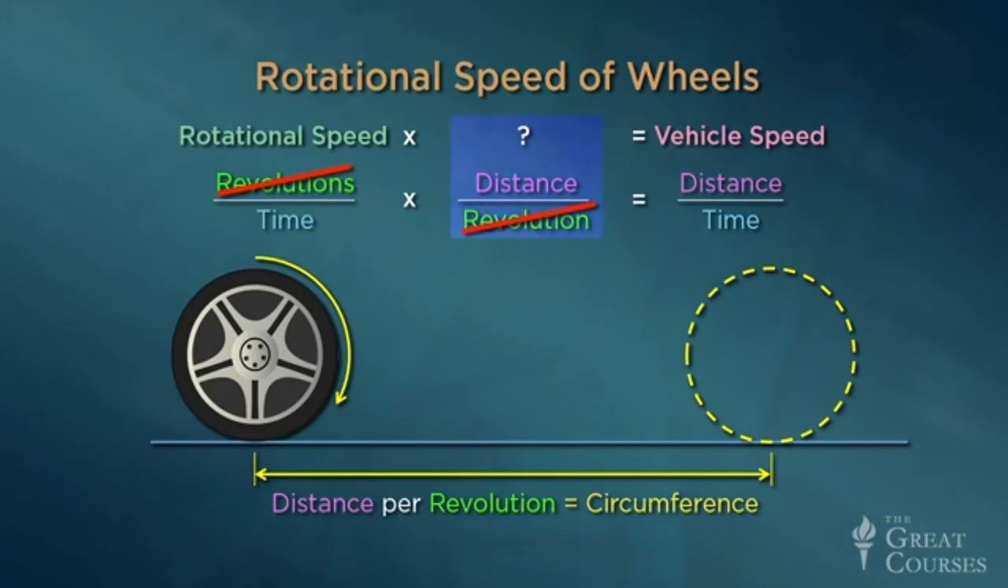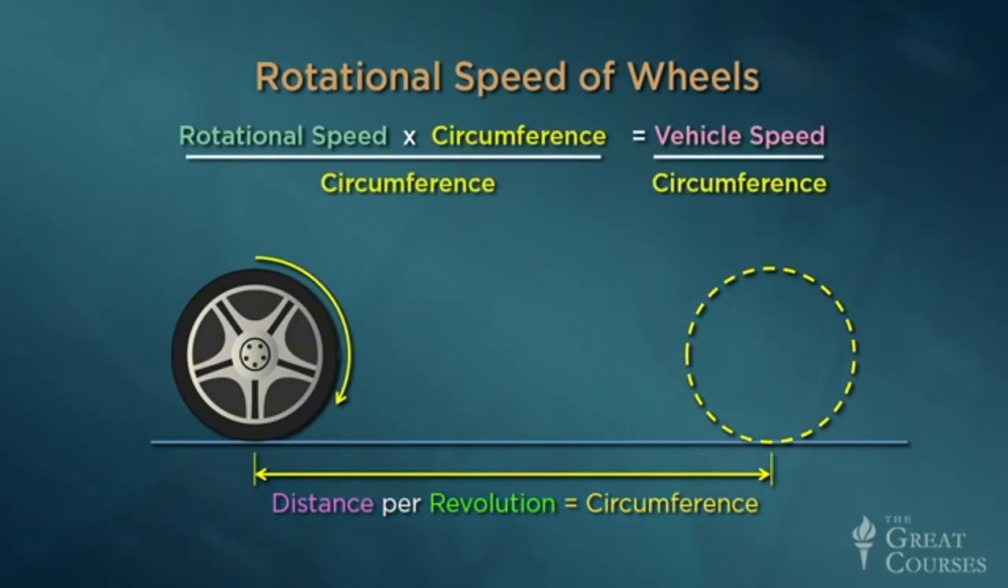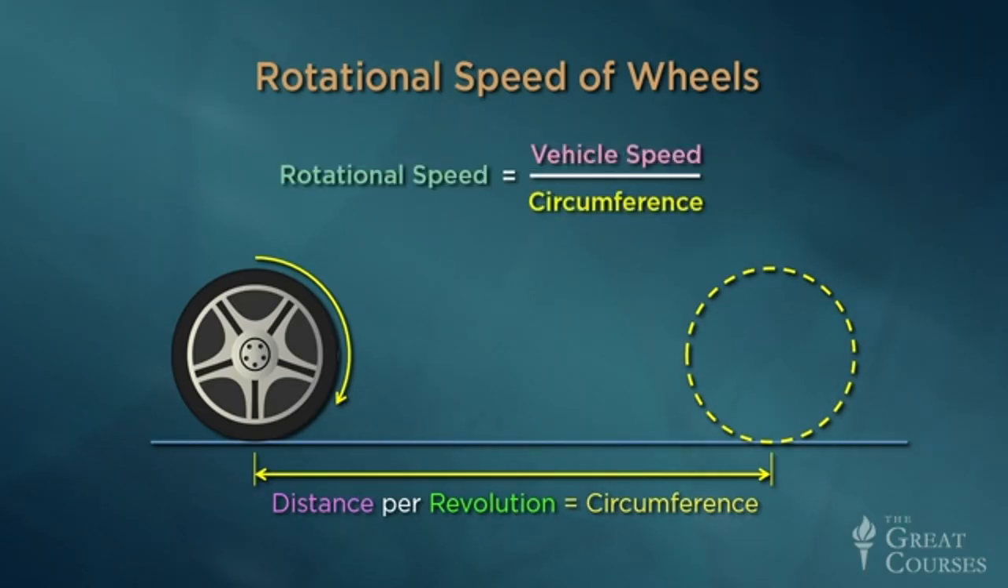But what is the distance per revolution for a rolling wheel? Well, as you can see here, it's just the wheel's circumference. And now, by dividing both sides of this equation by the circumference, we can solve for the rotational speed as simply speed divided by circumference.